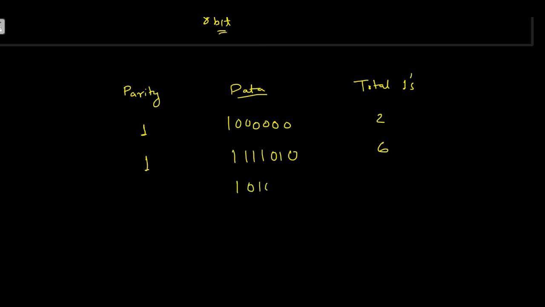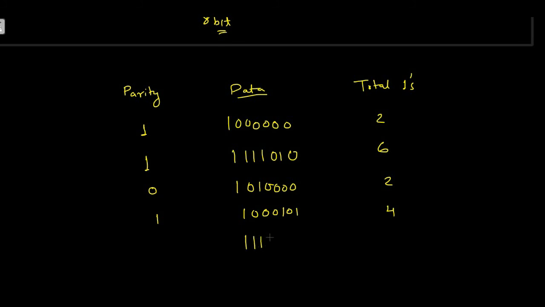1 0 1 0 0 0 0. Here the number of ones is 2, so there is no requirement of parity. Parity 0, so there are 2. 1 0 0 0 1 0 1. Here the number of ones is 3, so there is a requirement of parity 1, and the total ones become 4.